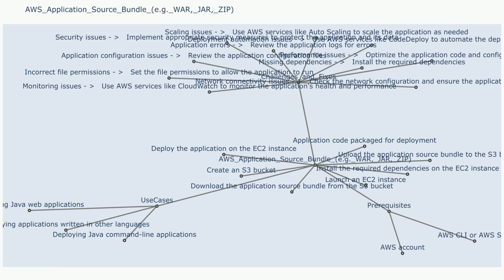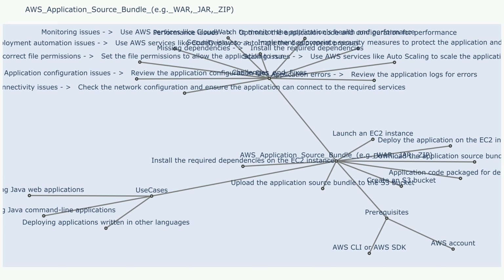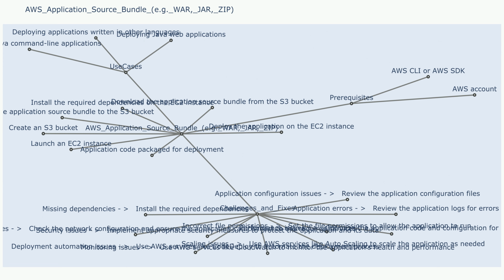AWS Application Source Bundle: WAR, JAR, zip. Description: application code packaged for deployment. This bundle typically contains the compiled code, libraries, and configuration files necessary to run the application.